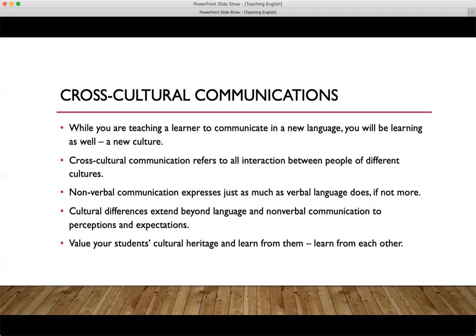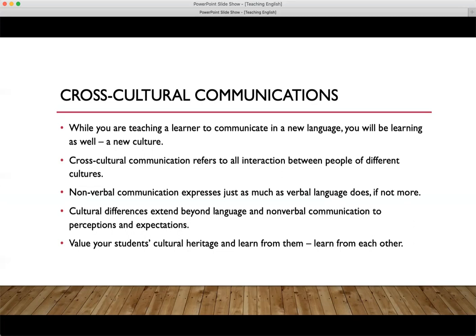In one part of the world, the messages communicated by facial expressions, body language, posture, proximity, touching, and eye movements are very different from what they are in another part of the world, or in my case, just another part of the city. This nonverbal communication expresses just as much as our verbal language does, if not more.